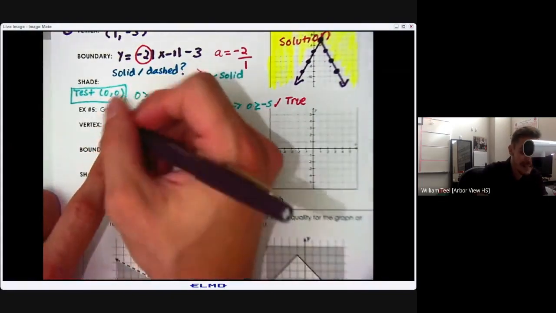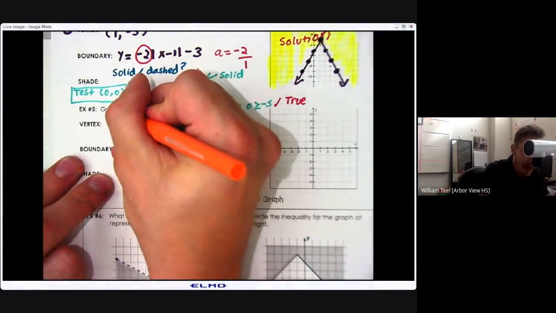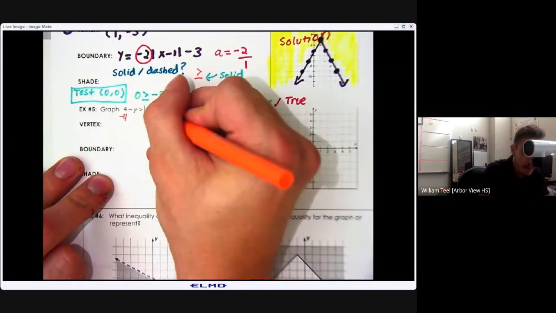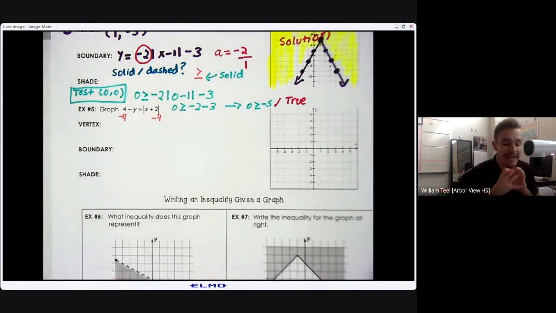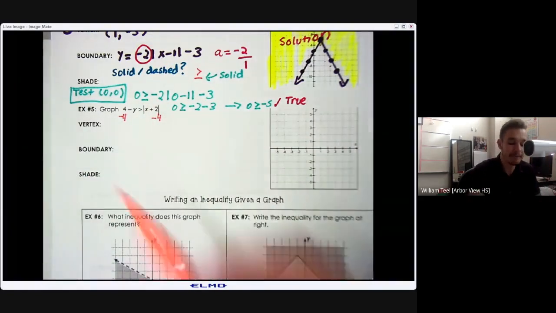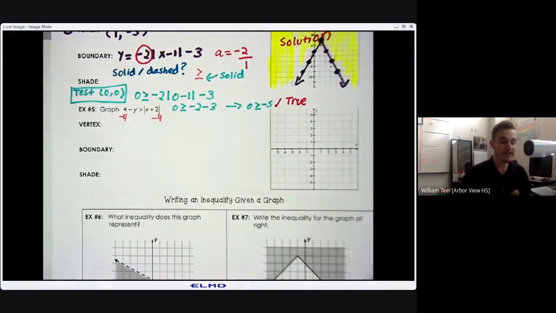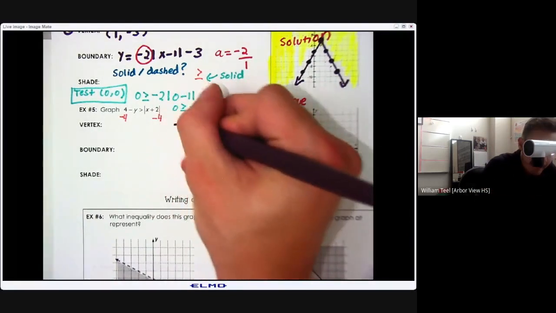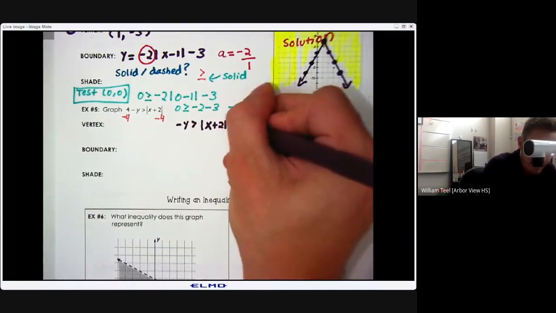So first things first, I'm going to subtract 4 from both sides because I want to get y by itself. Remember, the absolute value is in itself a unit. We cannot combine the -4 with the +2 because this +2 is within the absolute value, so we cannot combine terms. They are not like terms. So now we're going to have -y is greater than the absolute value of x plus 2 minus 4.